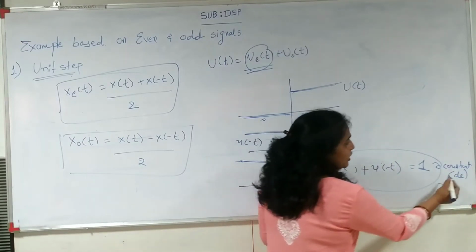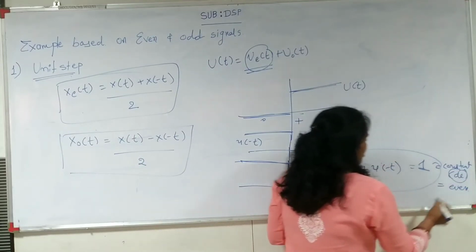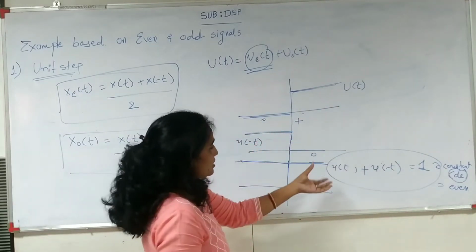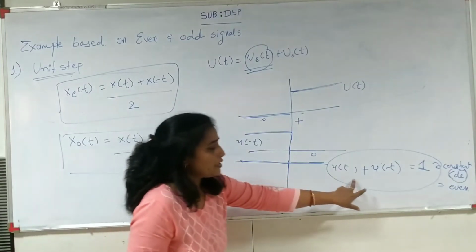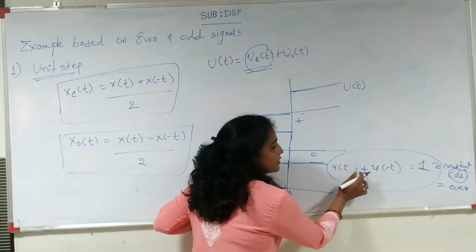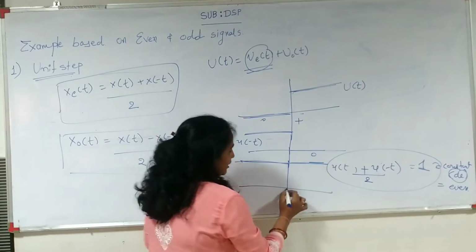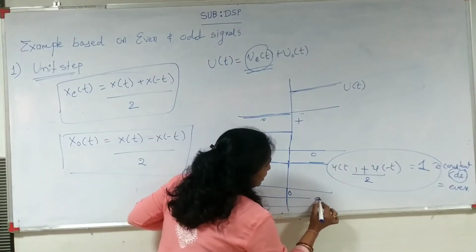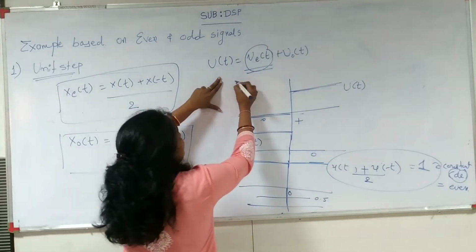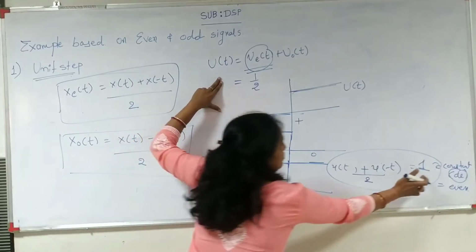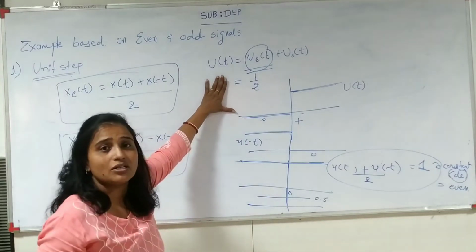As we know from the previous session, a DC signal is an even signal. So this is u of t plus u of minus t, but to find the even component we have to divide the signal by 2. So this amplitude is divided by 2, that means its value is 0.5. So the even component of the unit step is 1 by 2, from the formula.